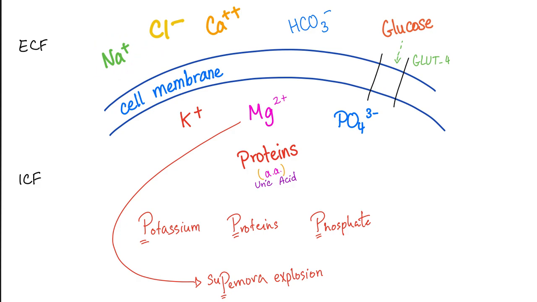And since sodium is more abundant outside the cell, chloride gotta follow sodium. Why is sodium more abundant outside the cell and potassium more abundant inside the cell?